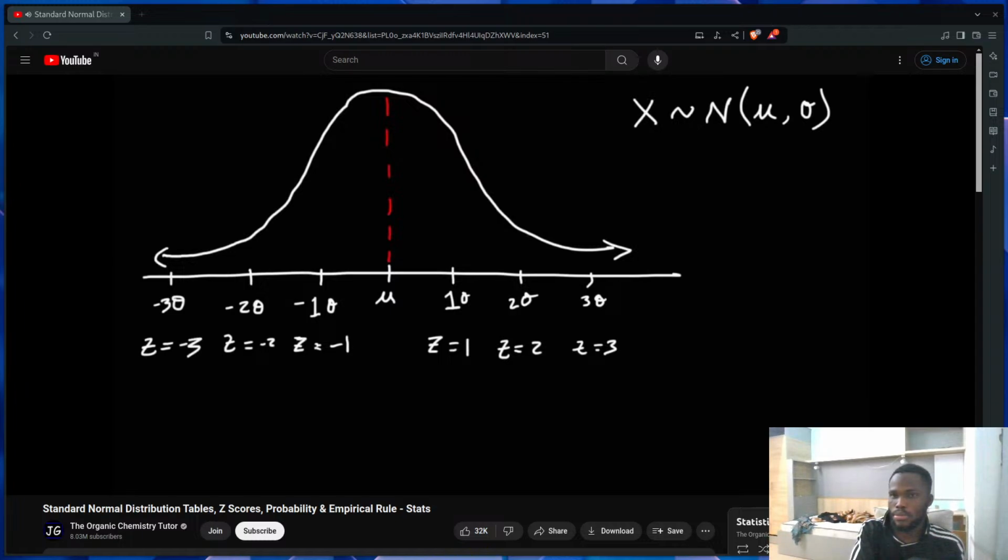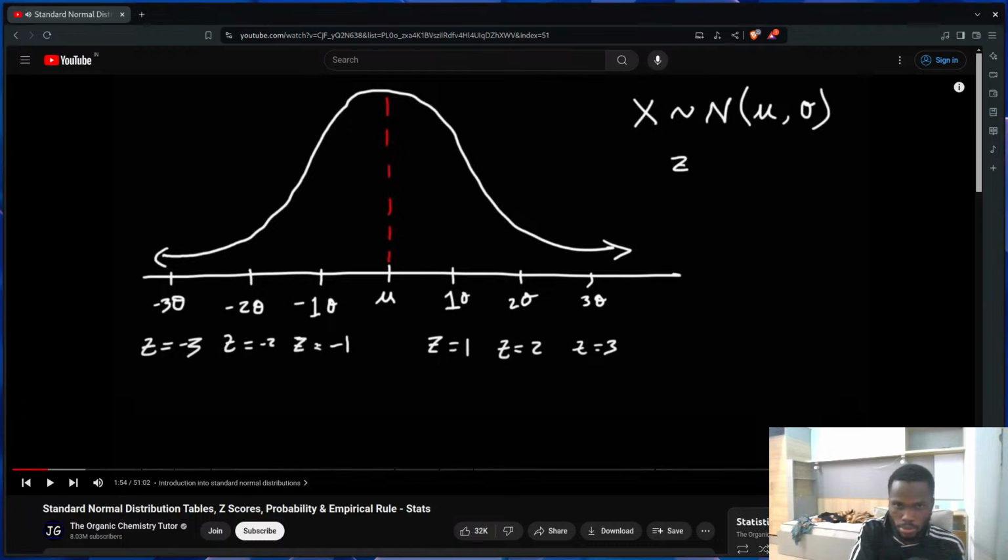Now, the formula that you need in order to calculate the z-score is this. Z, that's a terrible looking z, let's do that again. The z is equal to x minus the mean divided by the standard deviation. Sometimes you may need to calculate x.